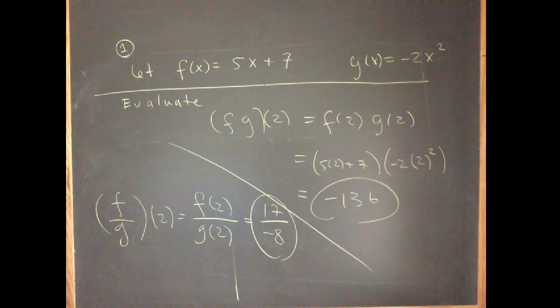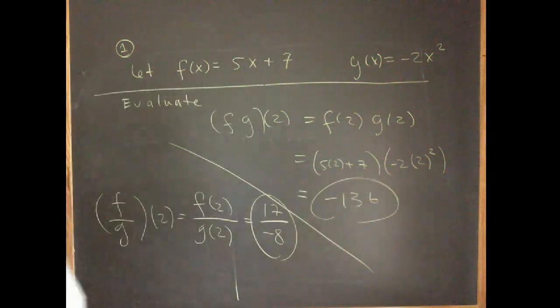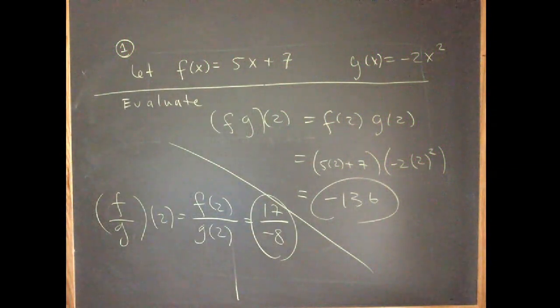Sorry, Wilson, I didn't see your negative 136, but Victoria's saying it here, 17 times negative 8. So this was the 17. There was the negative 8. Okay, so a quick question here.